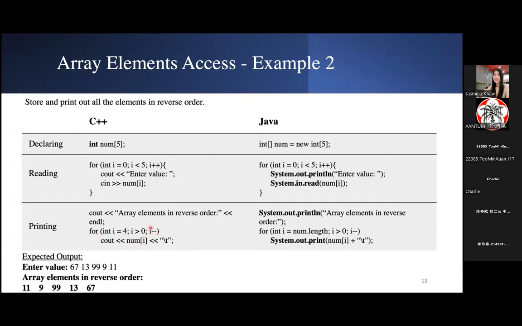i minus minus means that we have to decrease the i value by 1. So 4 minus 1 will be 3. Then it will display the value at index number 3, which is the second last. Then we have the 9 value here. And it will just keep looping until i is equal to 0. So here we have to put larger or equal to 0 because the first index number is 0, which we want to display in the last order.